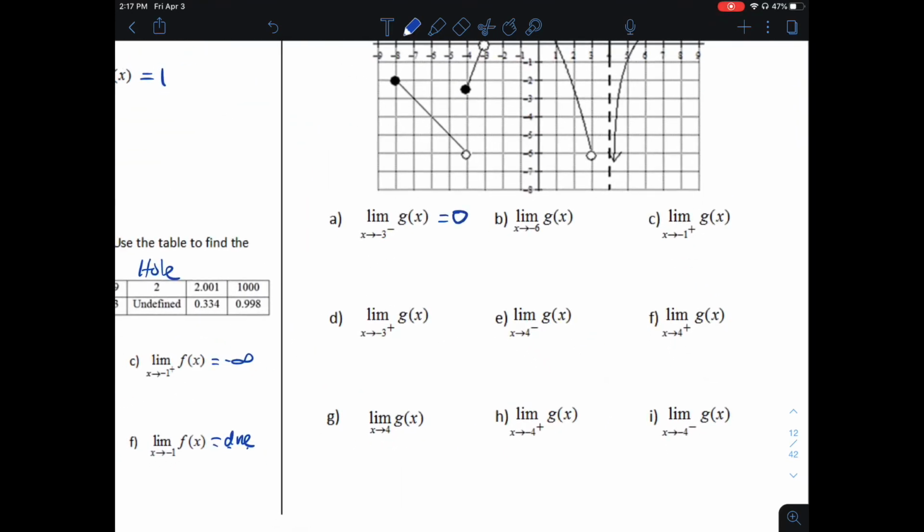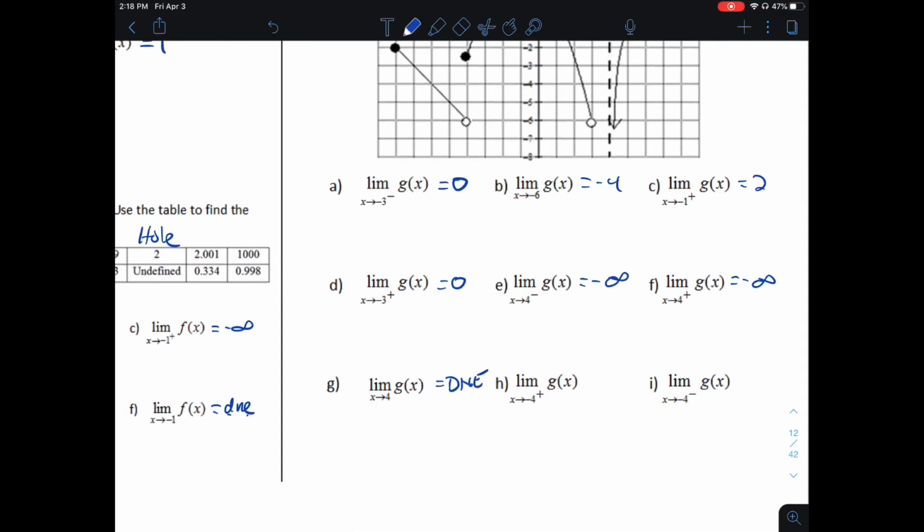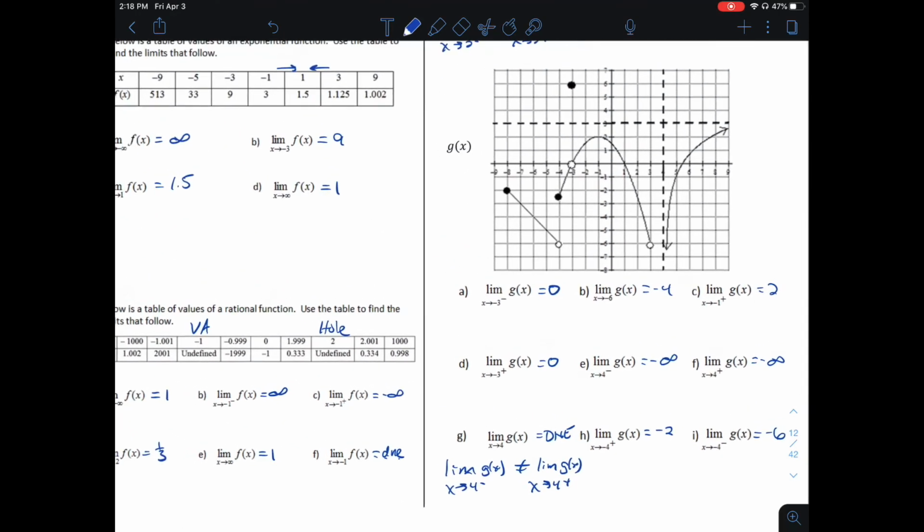And we're back. I got 0 for this, -4, 2, 0, negative infinity, does not exist because the limit of g of x as x approaches 4 from the left does not equal the limit as x approaches 4 from the right. And I got -2 for this, and I got -6 for this one.